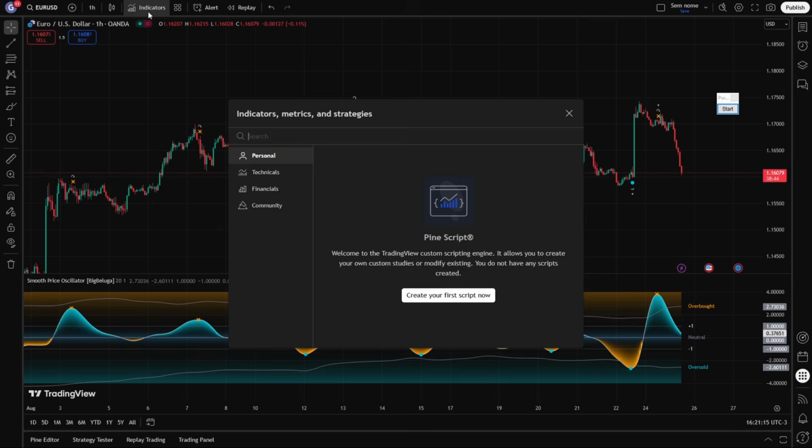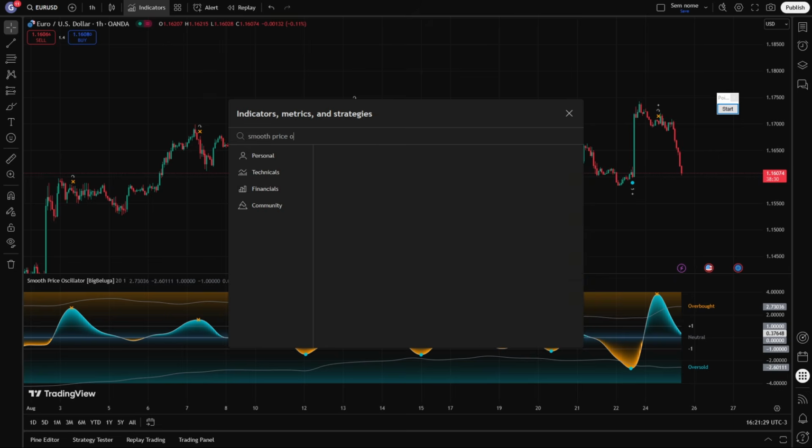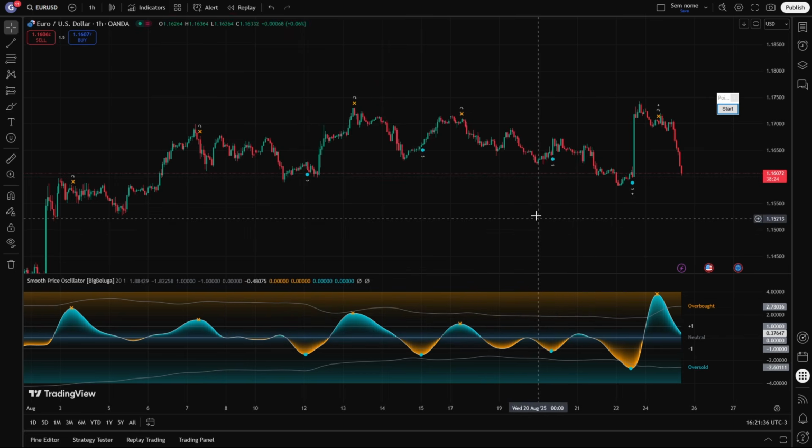So we're going to navigate to the indicators section, and then we will proceed to look for the smooth price oscillator. This is Big Beluga's first option. Just click it and it'll show up like on my chart. Now let's understand the signal types it can generate.